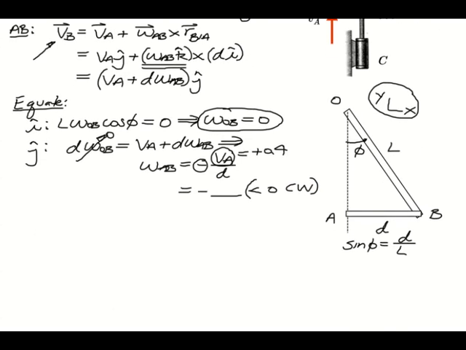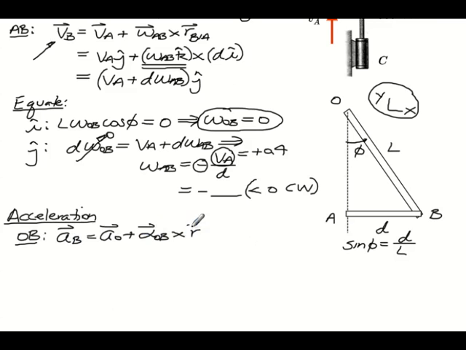Repeat the same process for acceleration. Write down an acceleration equation for each link. So OB, I will say the acceleration of B is equal to the acceleration of O plus alpha OB crossed with the vector which goes from O to B, minus omega OB squared R_B with respect to O.